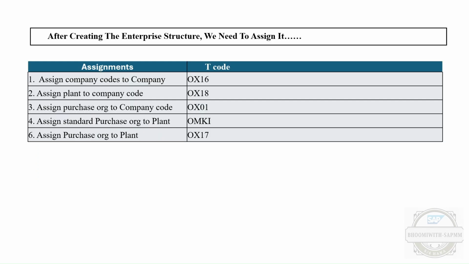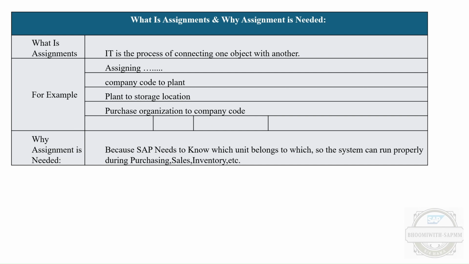After creating the enterprise structure, we need to assign it. Assign company code to company, assign plant to company code, assign purchase organization to company code, assign standard purchase organization to plant, assign purchase organization to plant, and these are T codes, transaction codes.